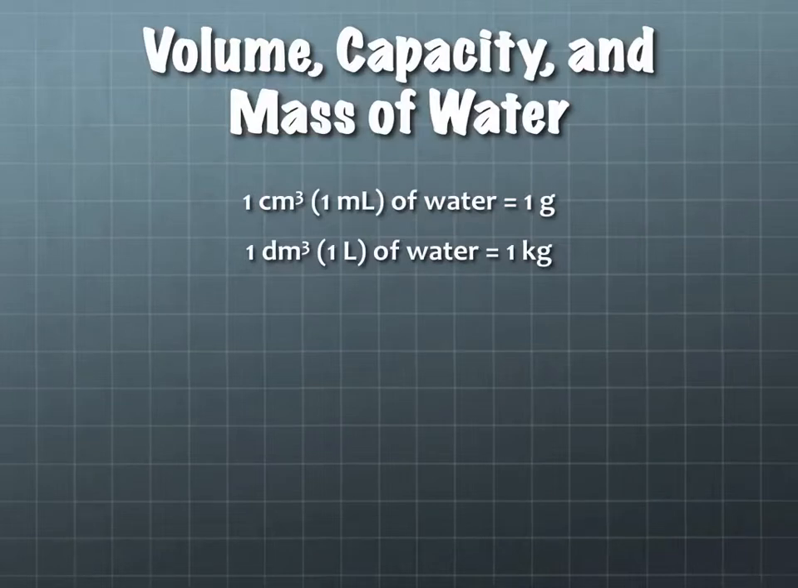So if you're pouring milk, this doesn't apply. There's a different density involved, right? You guys know that some of the things you drink are thicker than others, right? So this is all based on water measurements. 1 cubic decimeter is the same thing as 1 liter, which is the same thing as 1 kilogram.